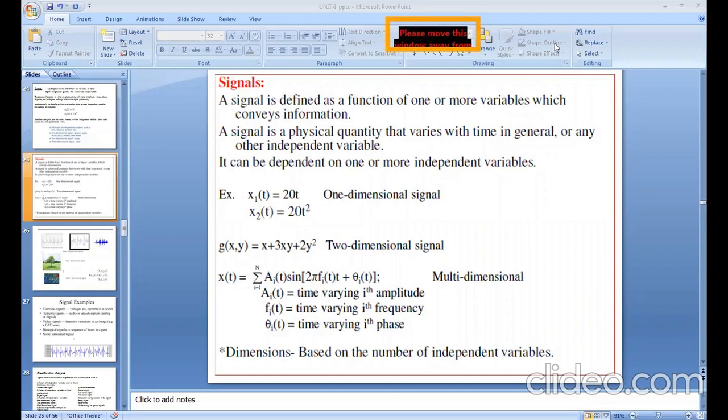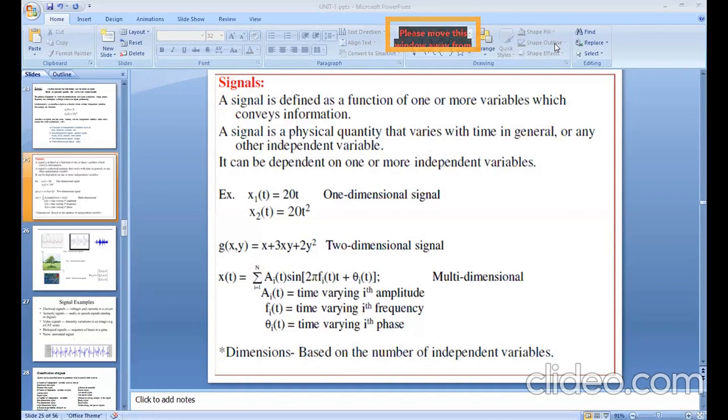Now, whenever we say a signal, it is always generated from one of the sensors or transducers. Generally, the signals generated from these sensors and transducers are always a function of one or more variables. It may carry current, voltage, frequency, phase, space. All this information will be carried with the help of that signal.